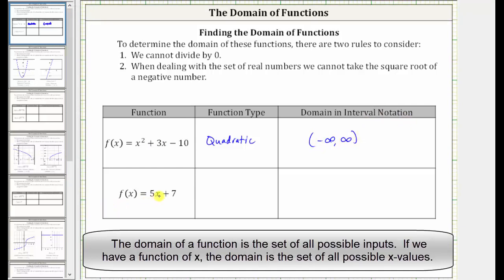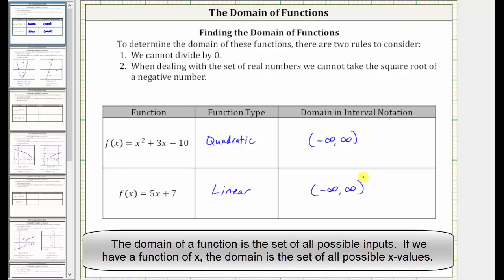Next we have f of x equals 5x plus 7, which is a polynomial function of degree 1, and therefore we call this a linear function. And again, for the domain, we can multiply 5 by any real number and then add 7, and therefore once again the domain would be all real numbers, which is the open interval from negative infinity to positive infinity.